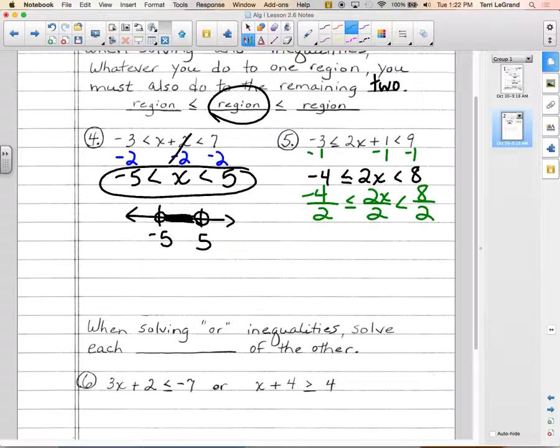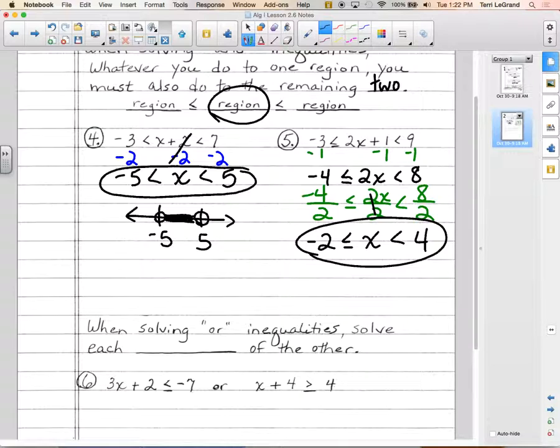Okay, what is -4 divided by 2? -2. Did we divide by a negative? No, we divided into a negative. And we have x alone, and 8 divided by 2 is 4. So do we have anything else left to do for this solving part? No, x is by itself in the middle. Go ahead and graph that.